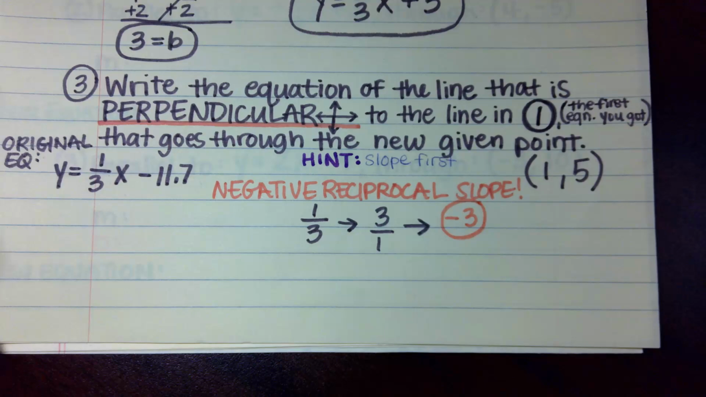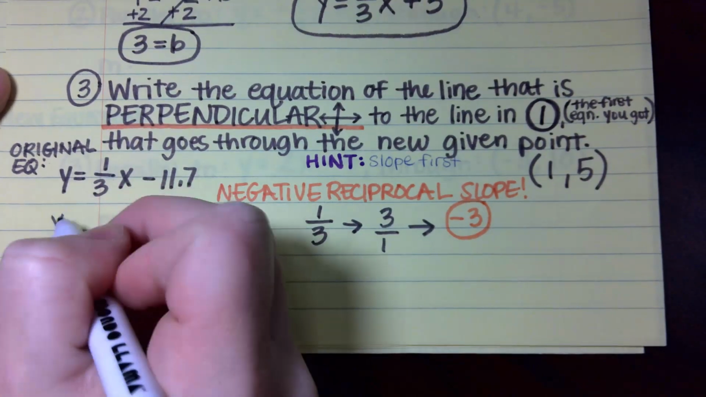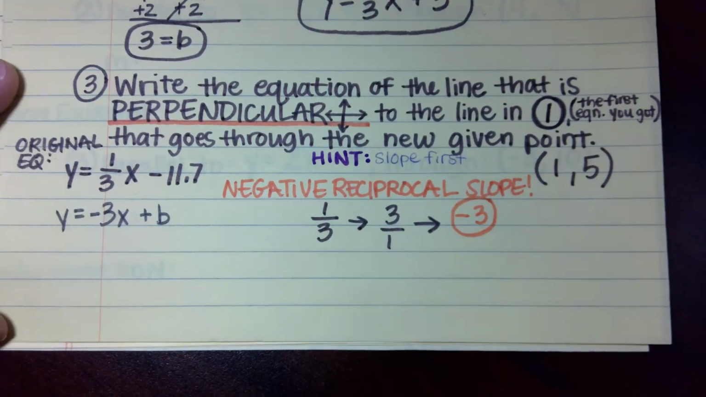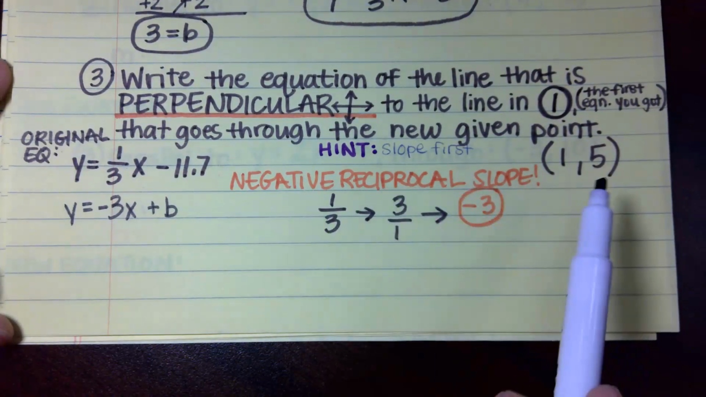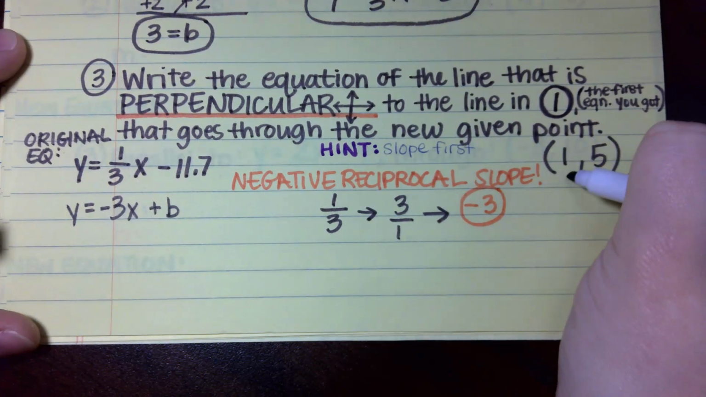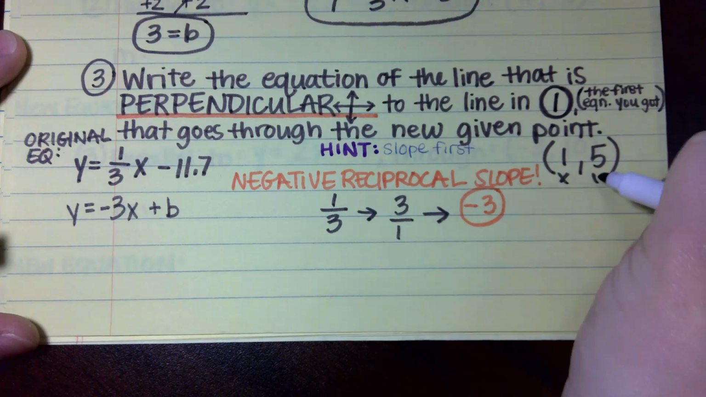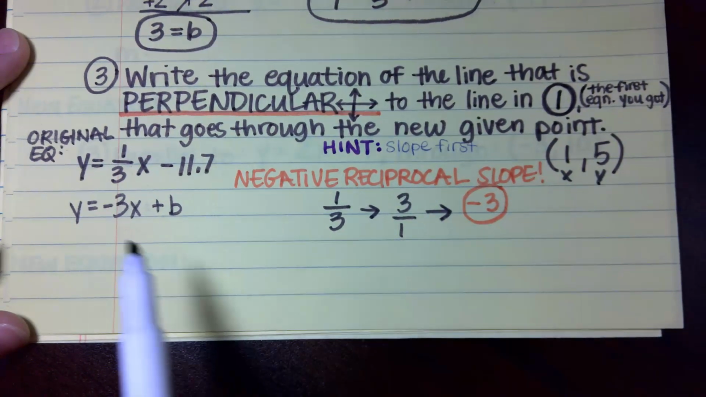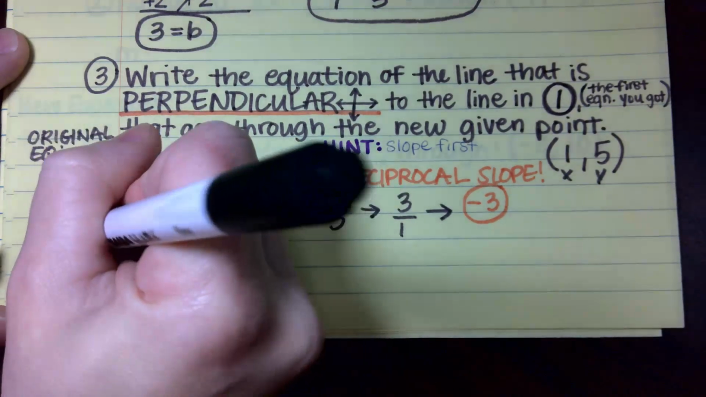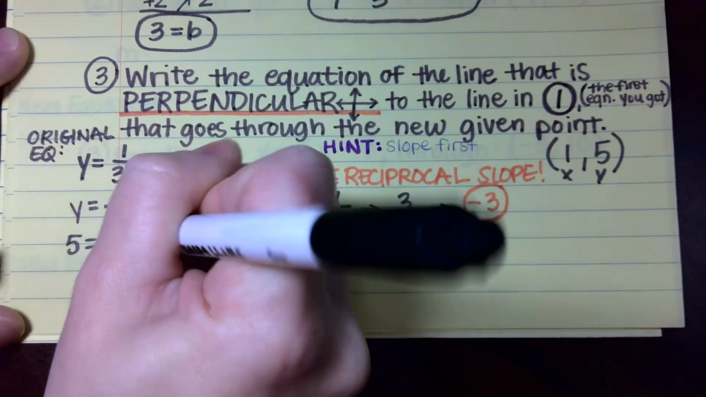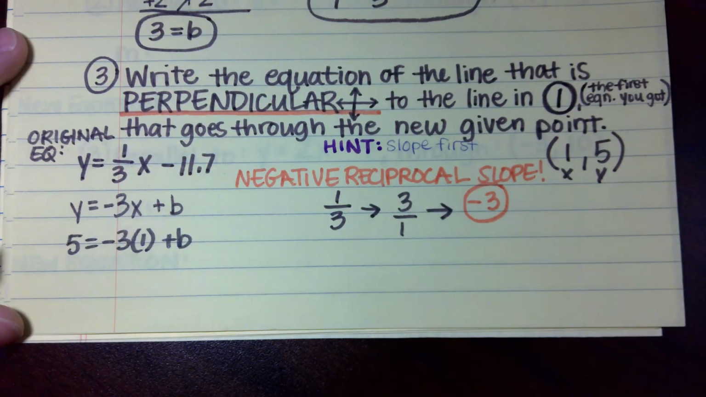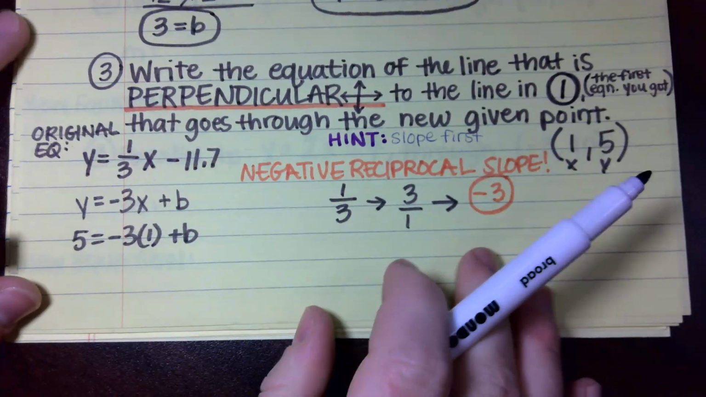Find your b. So I now have y equals -3x plus b. Then we want to plug in the values that they gave us in this coordinate. I know that my first value is x, my second one is y. So what am I going to write to plug my numbers in? 5 equals -3 times 1 plus b. Good. 5 equals -3 times 1 plus b.